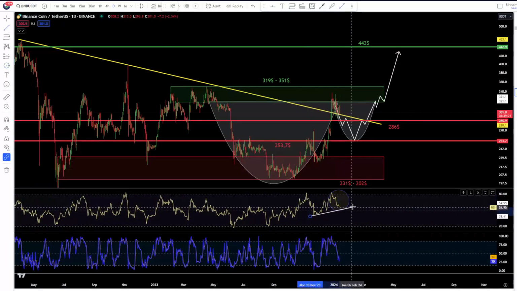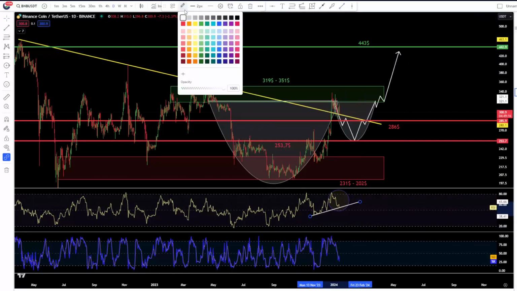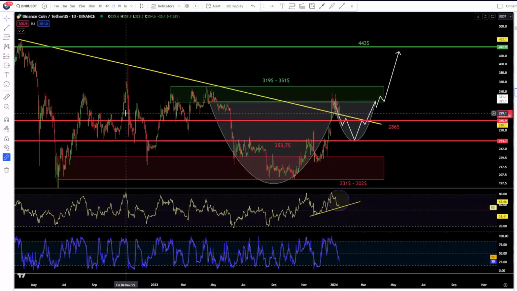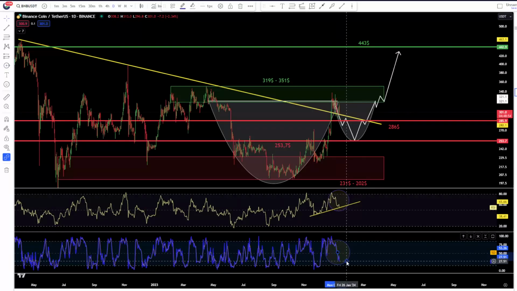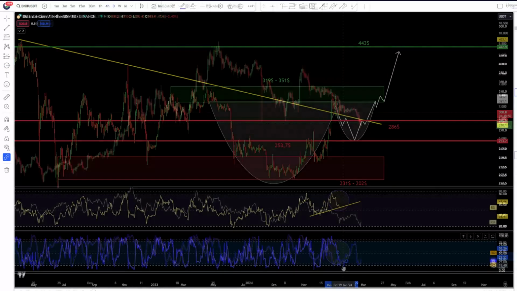Please look at the RSI indicator, which shows a rebound towards the upward trend line, while the stock indicator shows a strong downward movement, which resulted in a small price movement on the chart, but there is still room to deepen the correction.